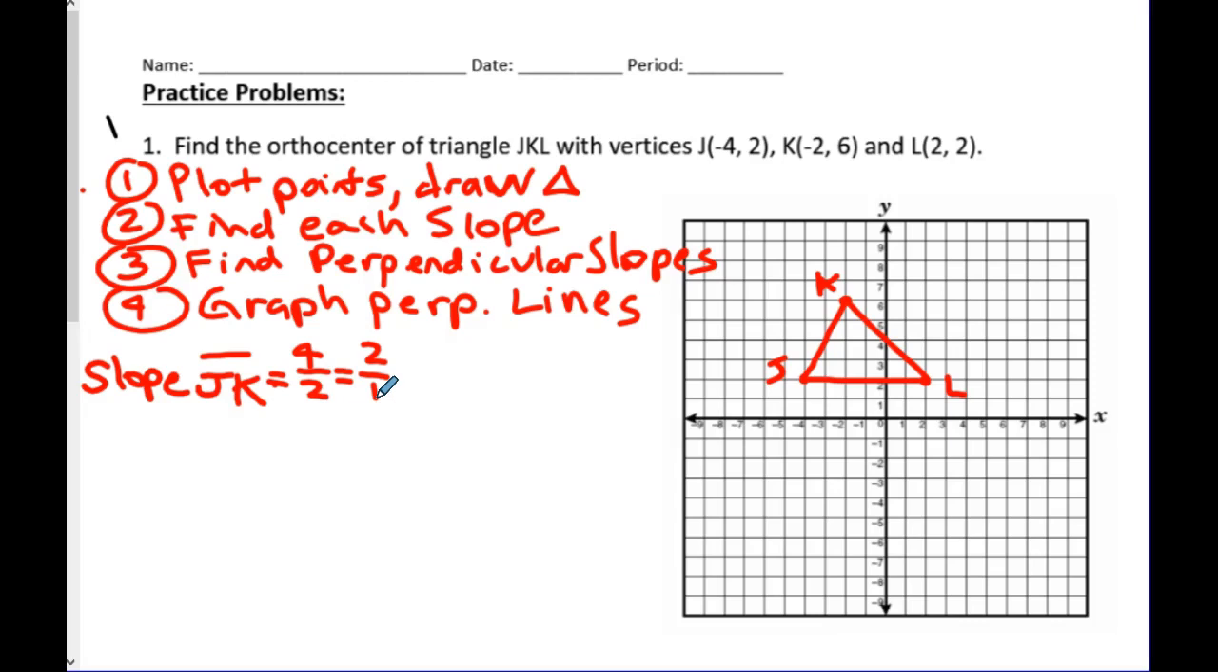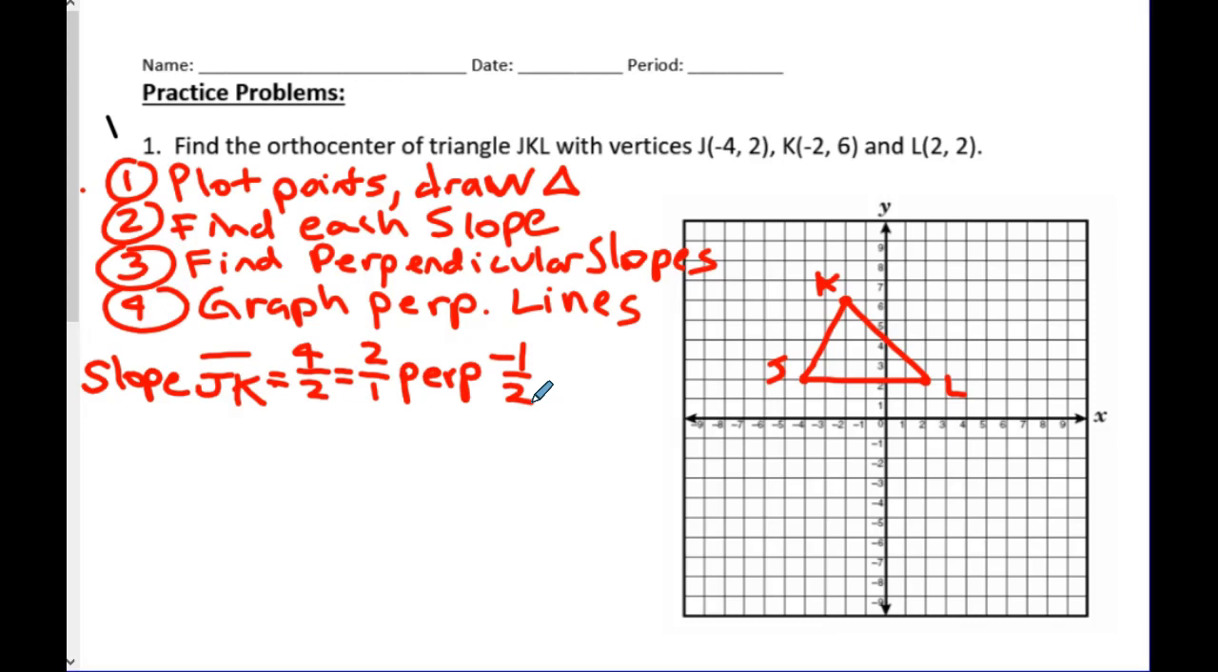So, step 2 is to write the perpendicular slope. Now, what two changes happen to a slope when it's perpendicular? Flip is part of it, and the sign changes, right? So this was a positive, it becomes negative, and then 2 over 1 flips to 1 over 2. So again, this is a reminder, because we've done this before. 2 over 1 is perpendicular to negative 1 over 2.